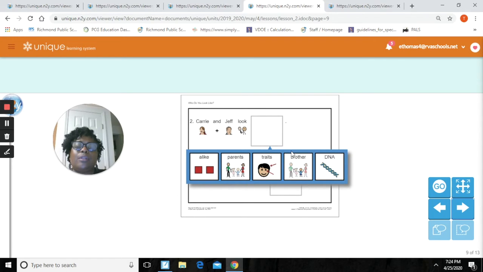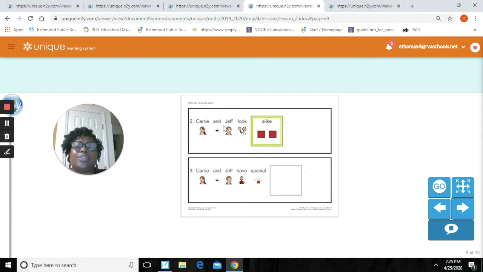Carrie and Jeff look brother. Does that make sense? No, that doesn't make sense. Carrie and Jeff look DNA. Does that make sense? No, so we can put an imaginary X over that one too. Which one sounded correct? Did you say alike? Yes, because they do look alike, don't they?